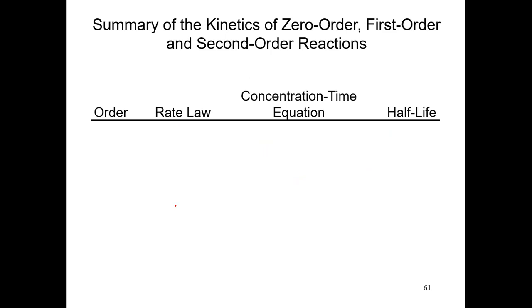Okay, so let's summarize this. Zero order, first order, second order. So, zero order, ang rate law natin ay rate is equals to K. Yung concentration time equation, ito: concentration of A is equals to initial concentration minus K times T. Ang half-life is initial concentration divided by 2K. K is the rate constant.